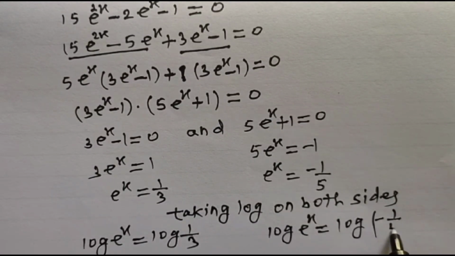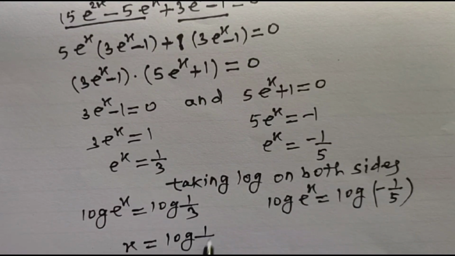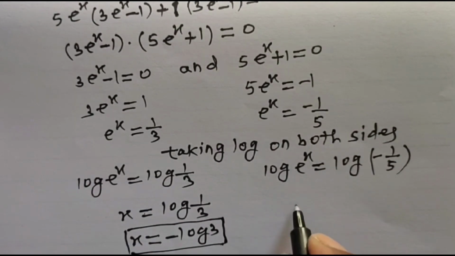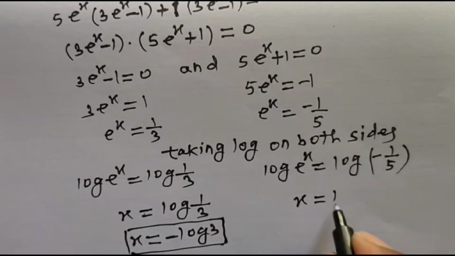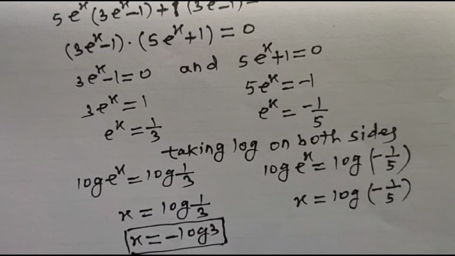Now log of e to the power x, by using the property of logarithm, x is equal to logarithm of 1 upon 3. This is equal to minus log 3. So value of x is from this minus log 3, and from here x is equal to logarithm of minus 1 upon 5. But x takes real values, so you can consider this as the value of x.